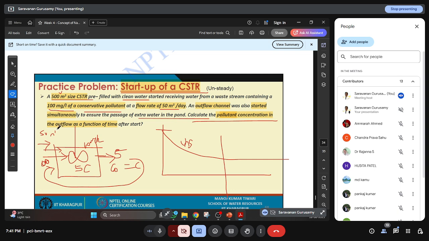Calculate the pollutant concentration in the outflow as a function of time. So they are asking, in this unsteady state condition, what is the equation for the pollutant concentration as a function of time?